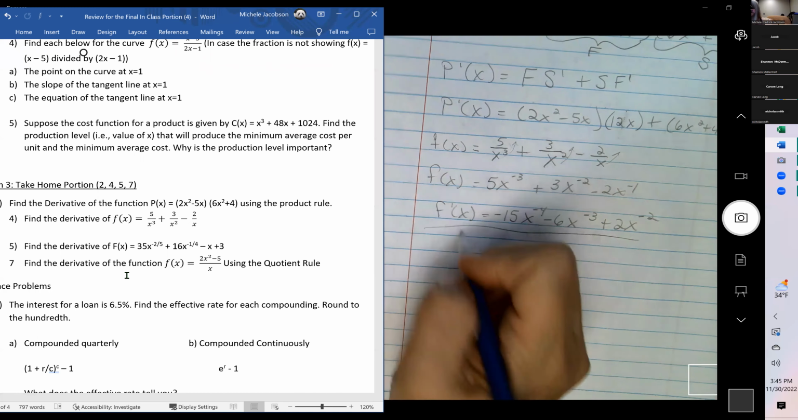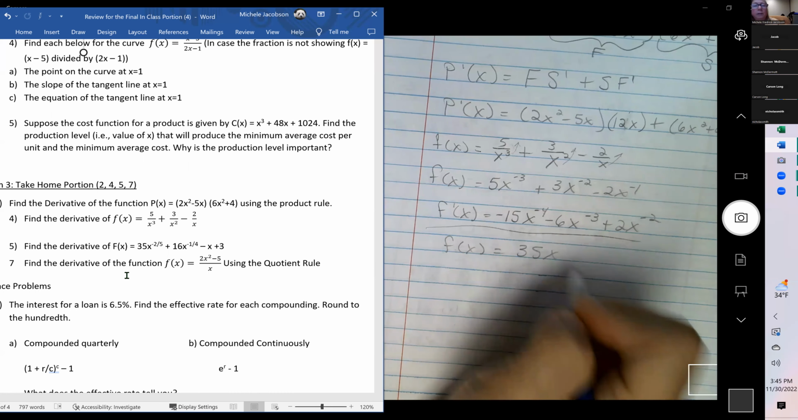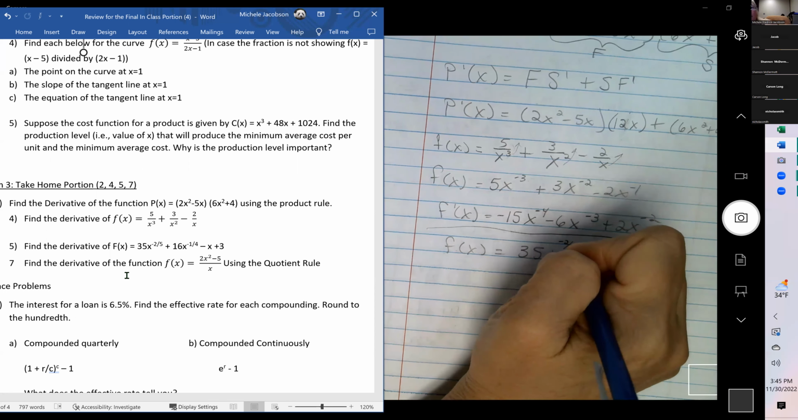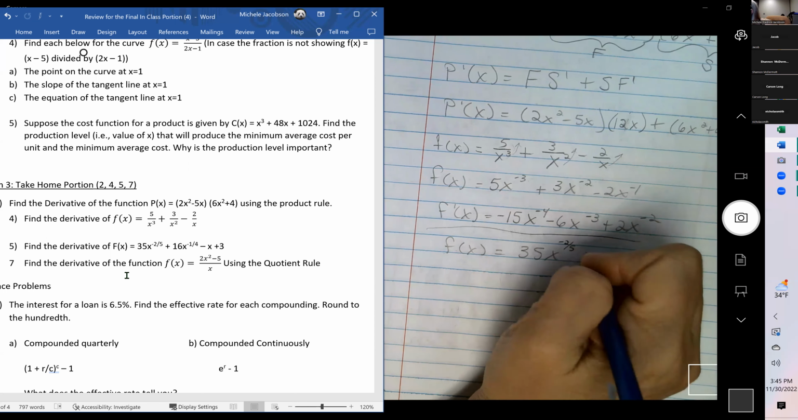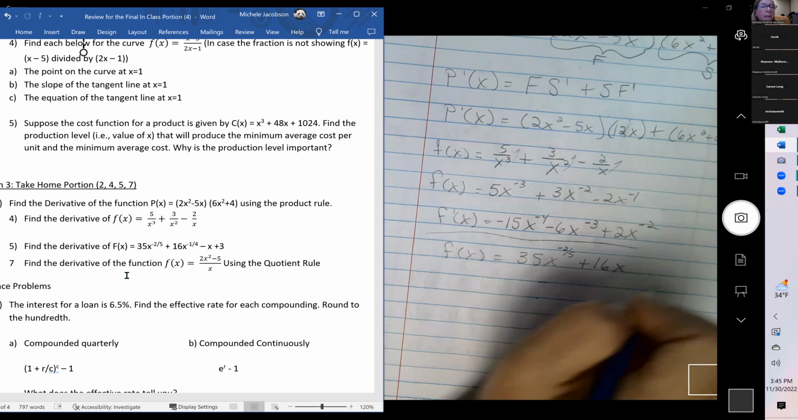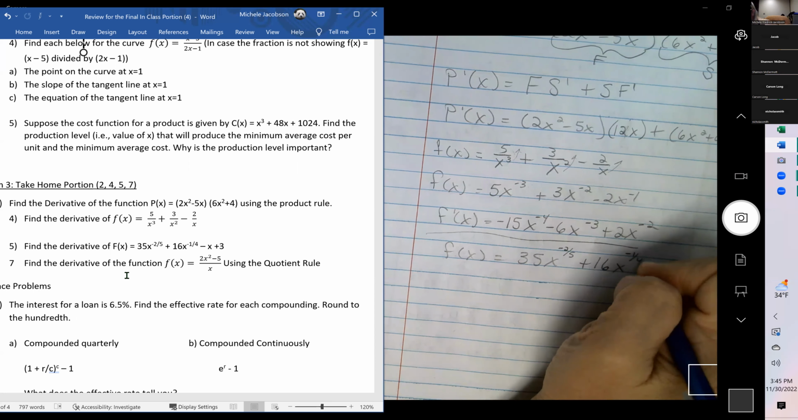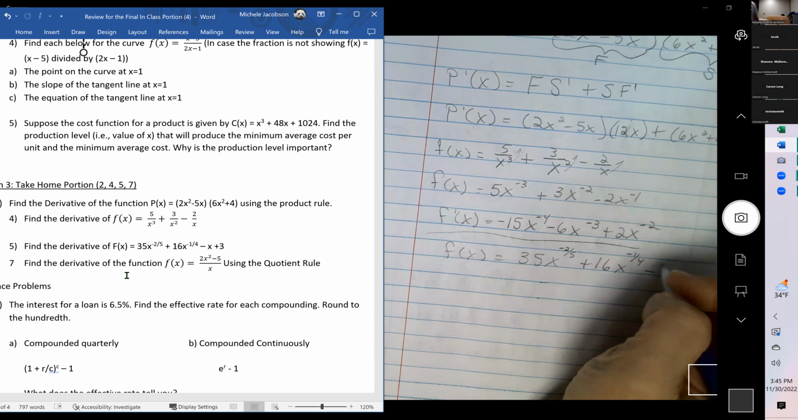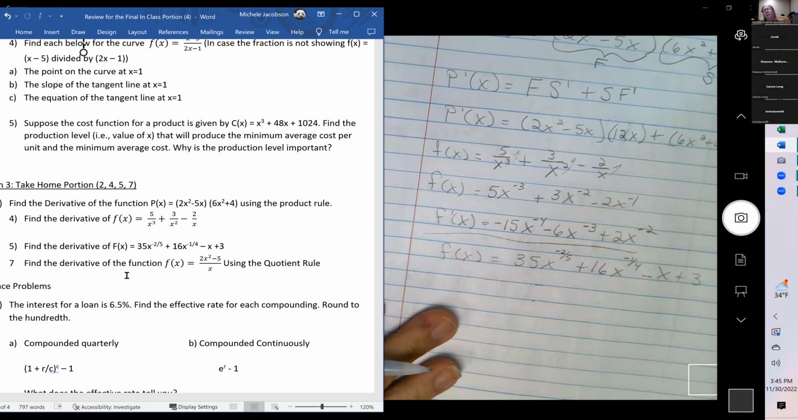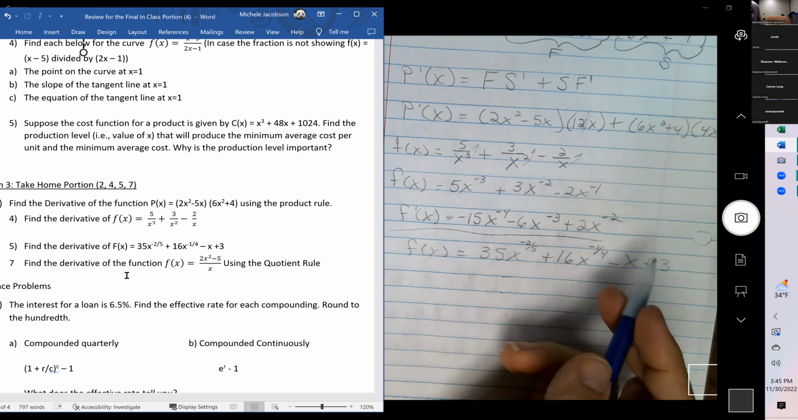F of x equals 35x to the -2/5 plus 16x to the -1/4 minus x plus 3. Okay, so we want to take the derivative. Just like the rest, we multiply and subtract 1.